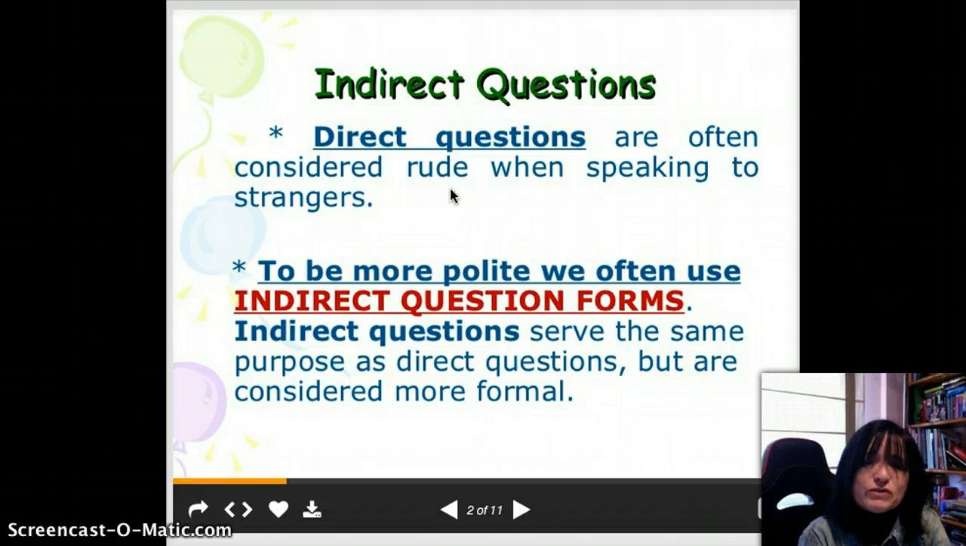To be more polite, we often use indirect question forms. Indirect questions serve the same purpose as direct questions, but are considered more formal. For example, could you tell me where the station is? I wonder if you could tell me where the station is.